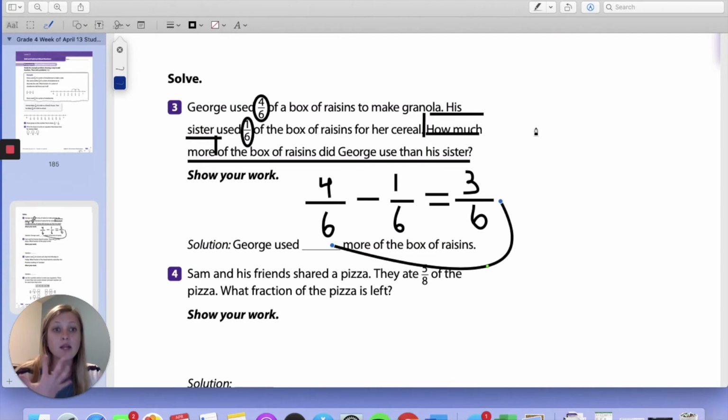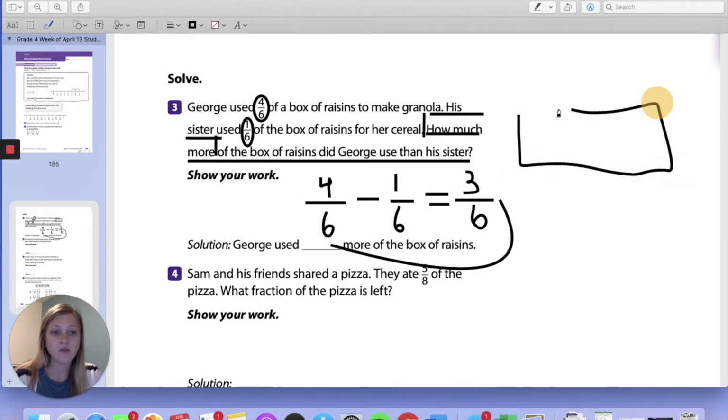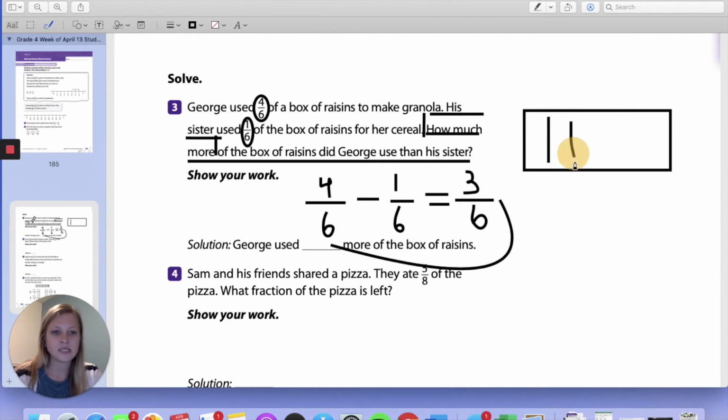For some of you, I know you really like to be visual when solving problems. So one way you could have solved this is to draw a tape diagram and partition it. These partitions aren't going to be perfect, forgive me.